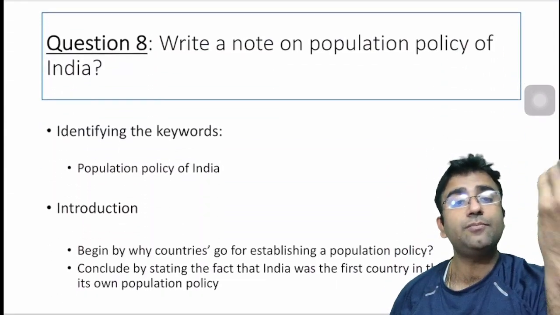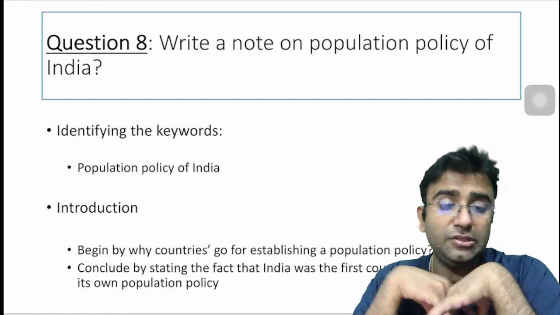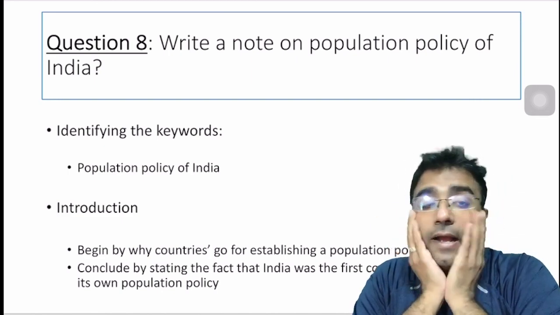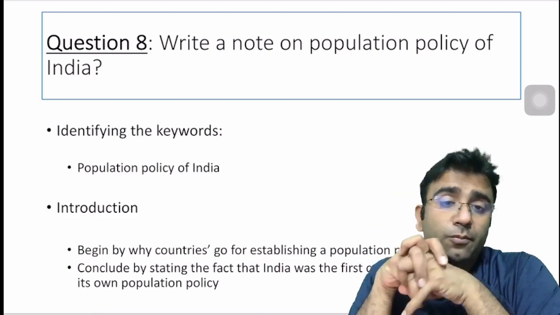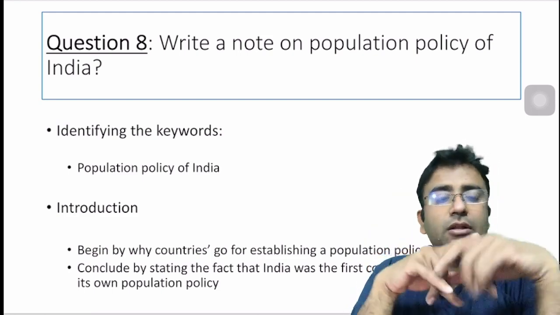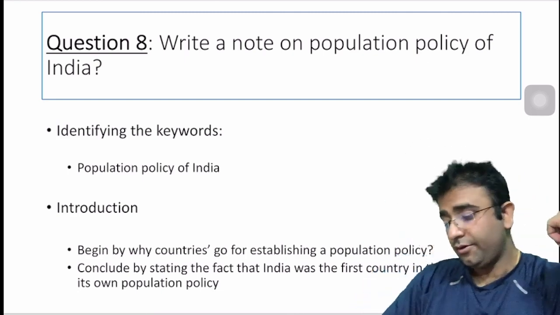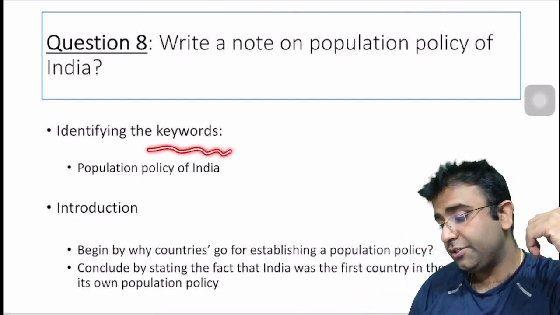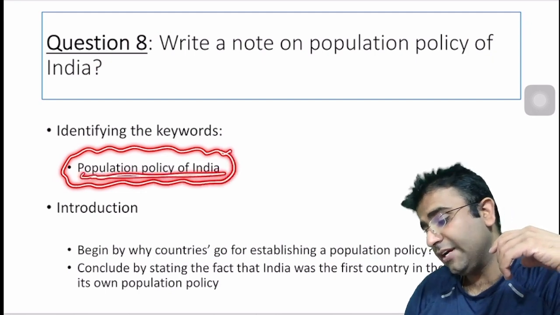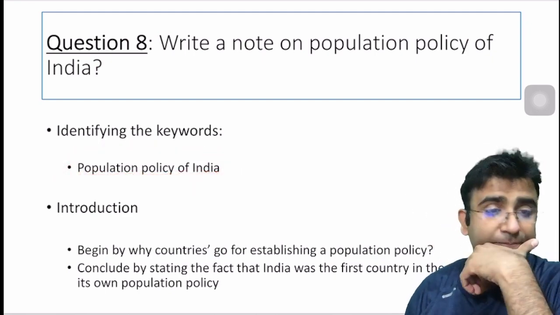Now, looking at question number 8, the final question of paper 1 2020 sociology optional. The question is, write a note on the population policy of India. If you look at this question, the key word here is the population policy of India, where we have to focus upon what is India's population policy.